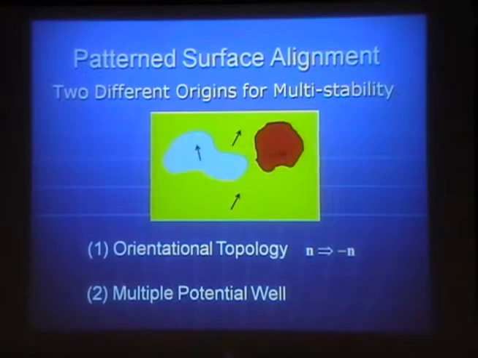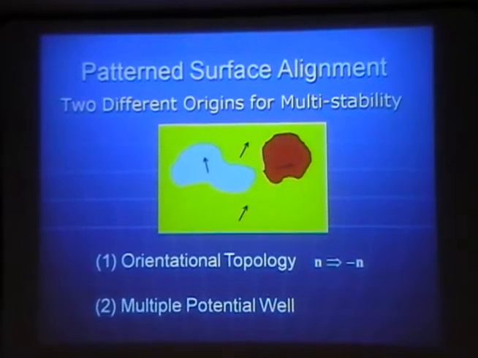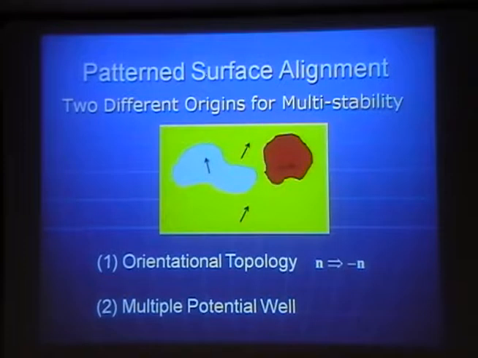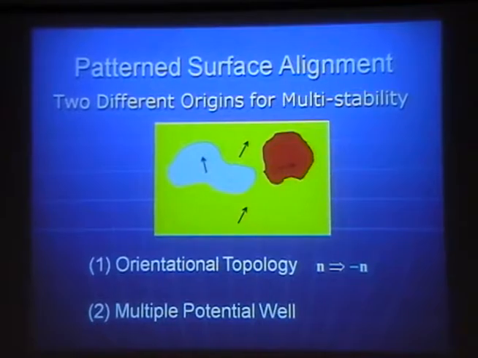Okay, so let me continue to tell you a little bit about pattern alignment. Particularly, the pattern size is bigger than the previous case, so that primarily orientation follows the pattern on the surface. And this is just a general cartoon explaining what I'm talking about. Different regions have different orientations.